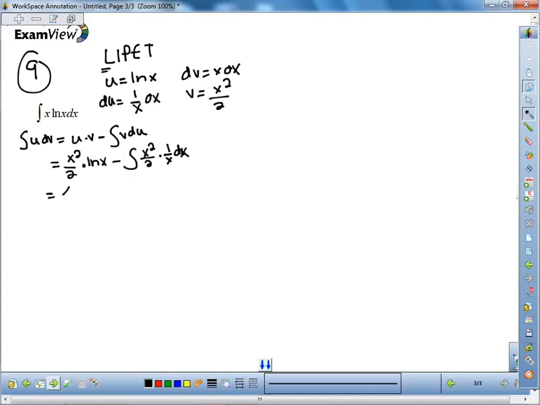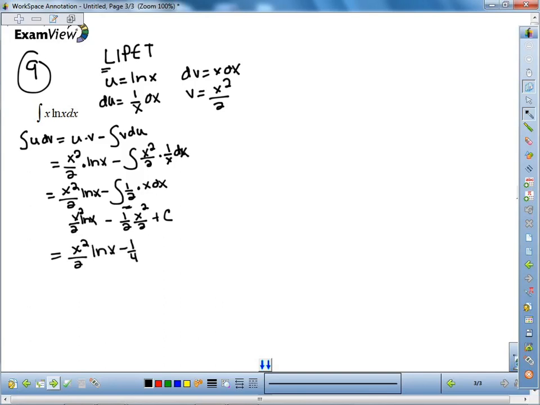So notice my x's are going to cancel. So I'm going to have 1/2 times x dx. So 1/2 is a constant, so I can just bring it down. And the antiderivative of x is x squared over 2. So my antiderivative is going to be x squared over 2 times ln of x minus 1/4 x squared plus c.